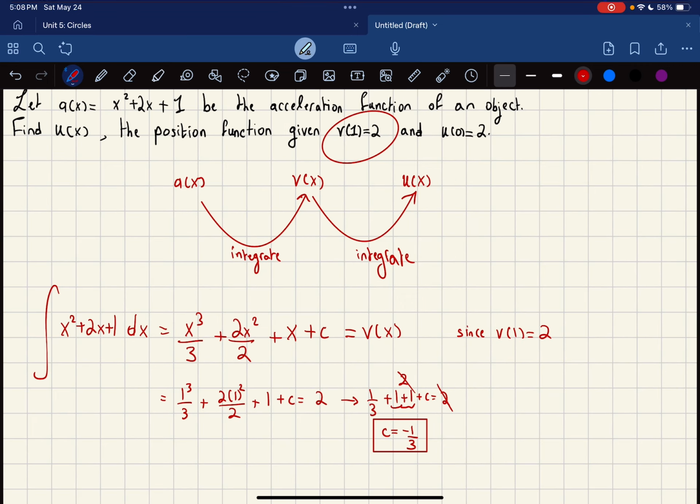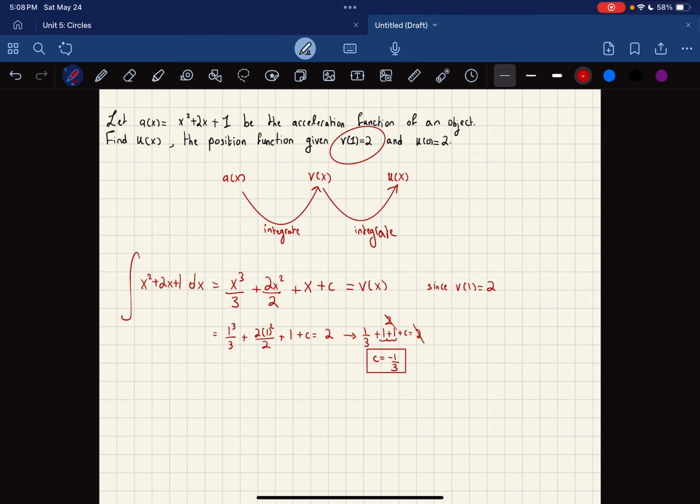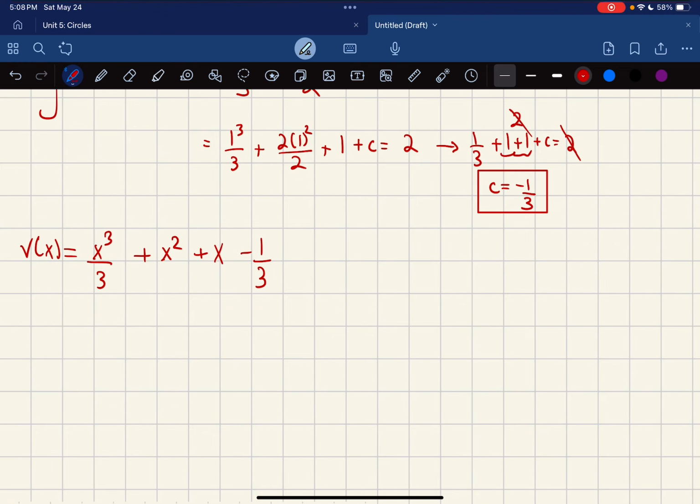Now we're going to write the velocity function again. So v of x is going to be equal to x cubed over 3 plus 2x squared over 2. 2 over 2 is basically 1. So I'm just going to write it as x squared plus x plus c. C is basically minus 1 over 3, so I'm going to do that. Now, I'm going to integrate this all over again. So x cubed over 3 plus x squared plus x minus 1 over 3.